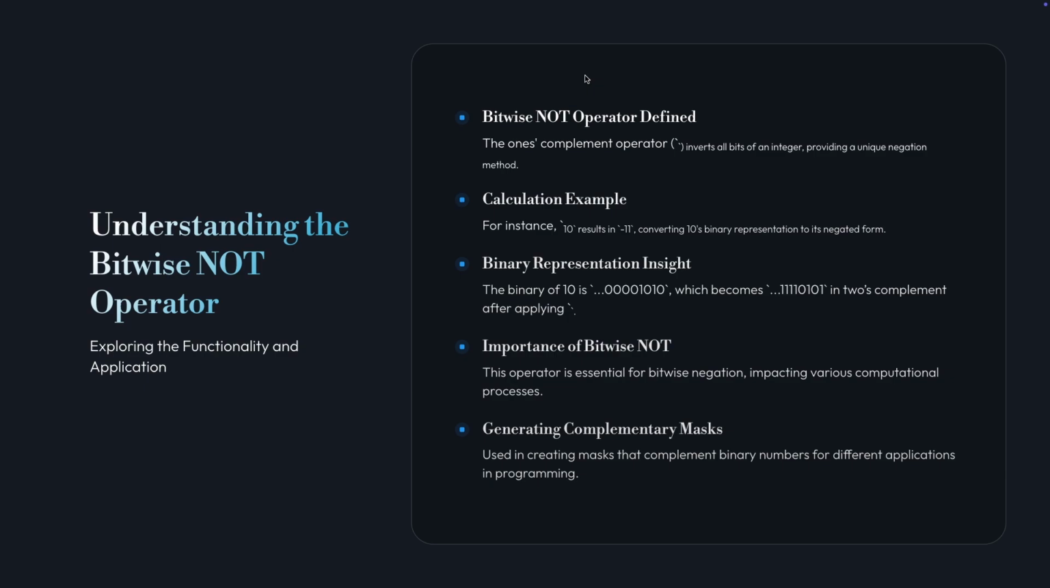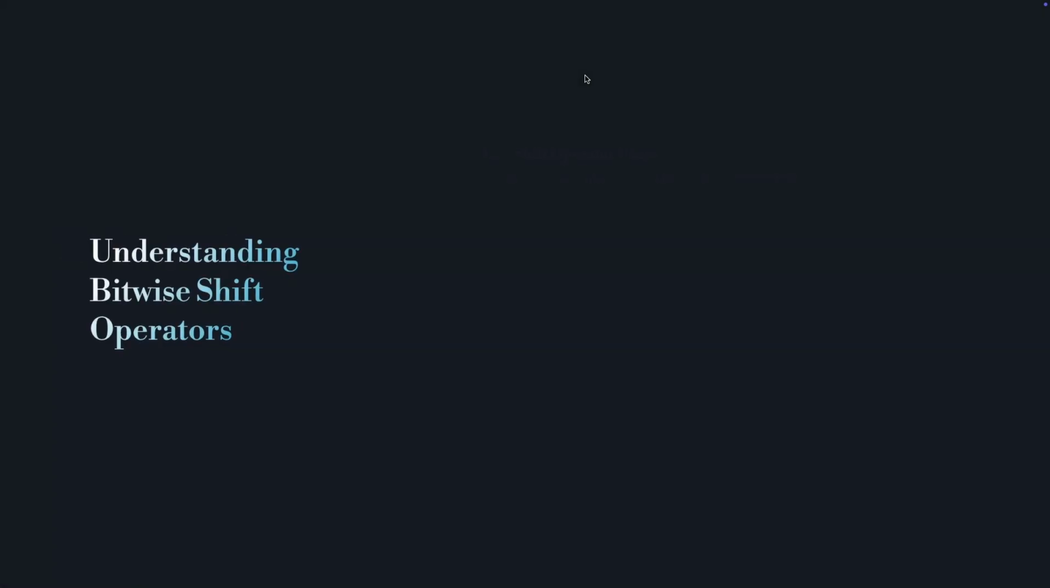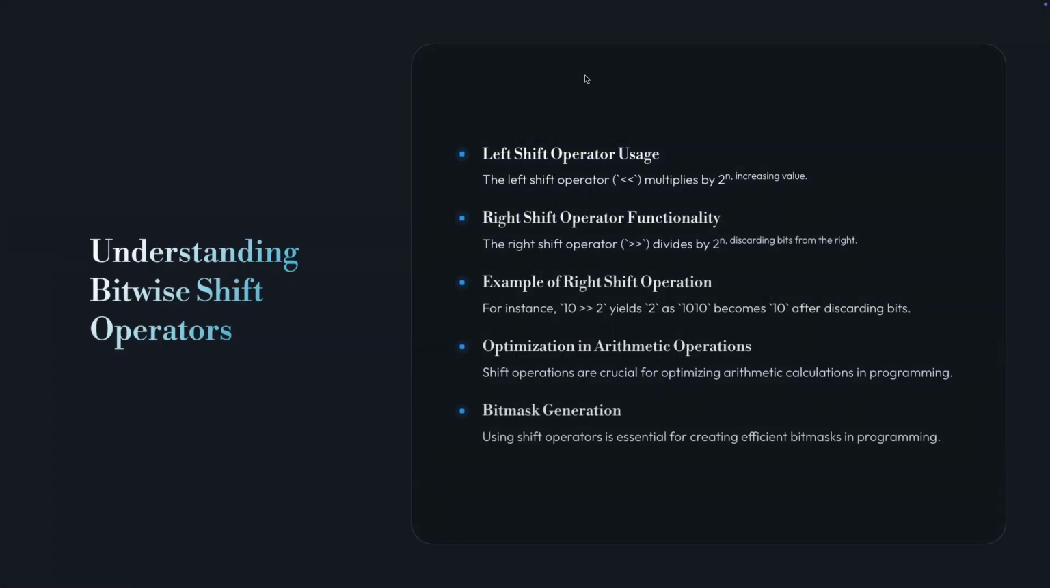Got it. And finally, we have the shift operators. Right, the bitwise shift operators. Yeah. Left shift and right shift. These literally move the bits of an integer to the left or right by a specific number of places. Okay, so left shift first. That effectively multiplies the integer by 2 raised to the power of the number you're shifting by. So x << n is basically x times 2^n. Oh, okay. Quick multiplication by powers of 2? Yep. And the right shift operator does the opposite. It divides by 2 to the power of the shift amount. Divides.